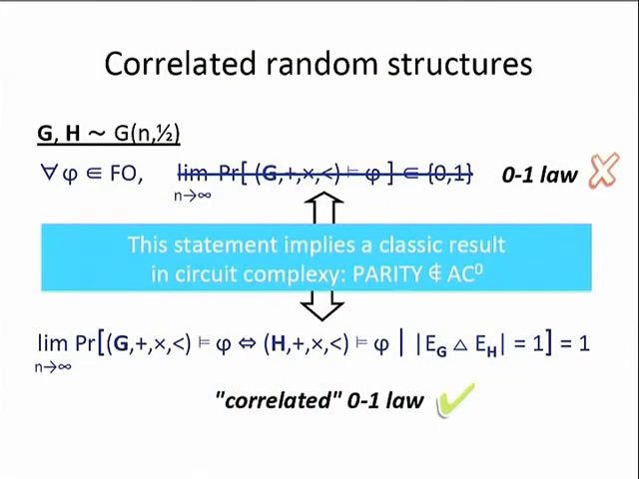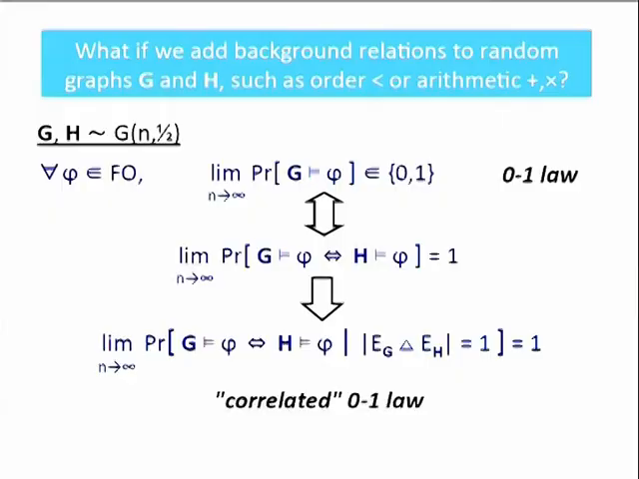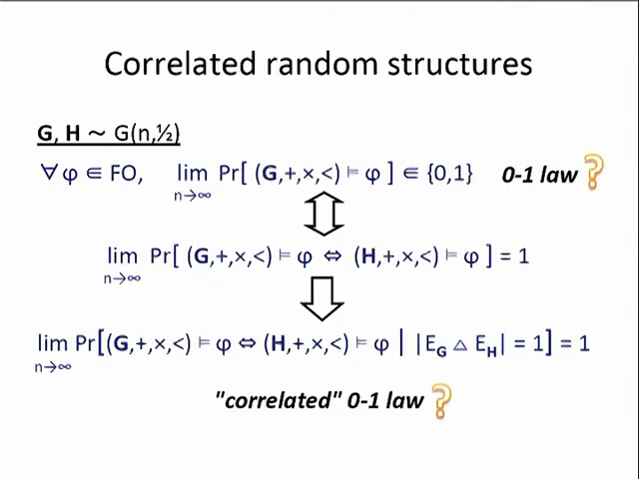So we're taking random graphs G and H conditioned on G and H differing at exactly one edge. So this is the symmetric difference between the edge set of G and the edge set of H. Or in other words, you can first take a uniform random G and then pick a uniform random edge and flip it. That's how you get H. So the first two statements here are just the 0-1 law that we saw before, where we're talking about independent random G and H. And the point I'm making is that the 0-1 law directly implies this weaker statement: if G and H are not independent, but they differ at one edge, then we still have this correlated version of the 0-1 law.